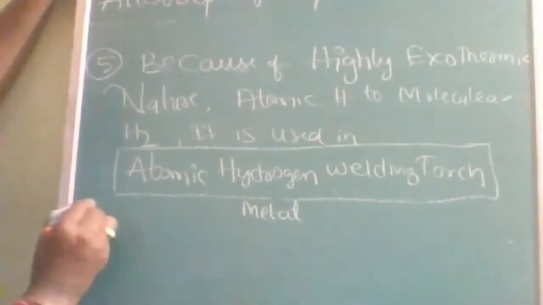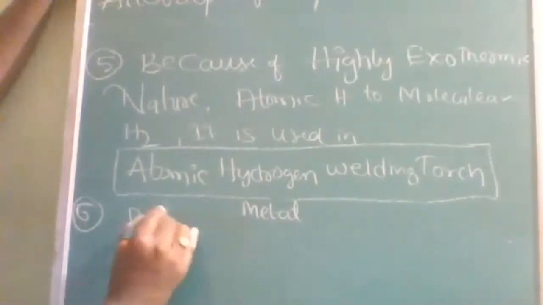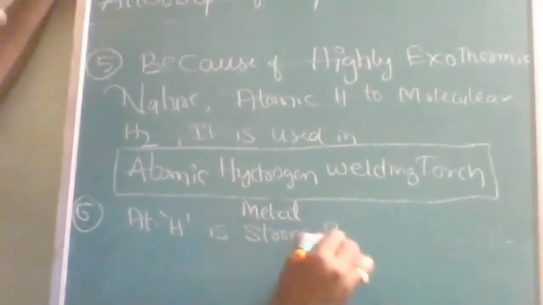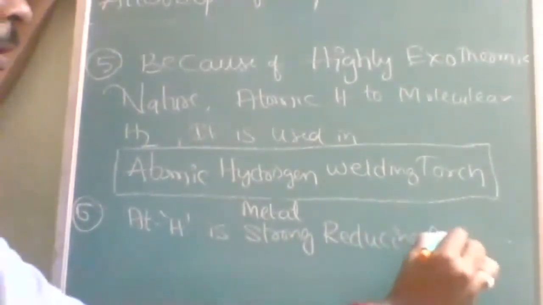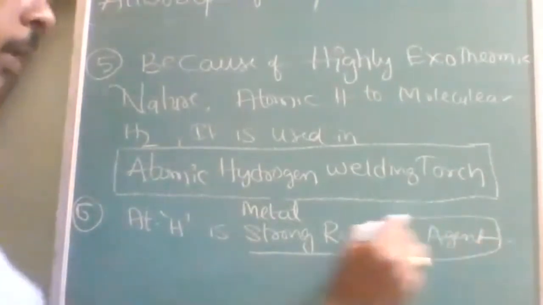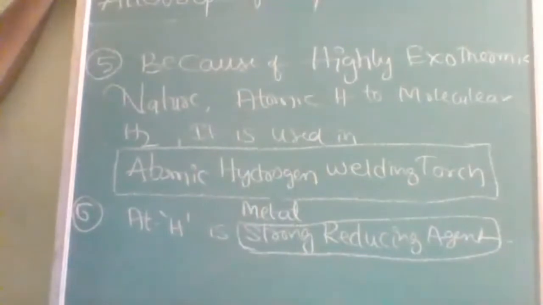And a very important point: atomic hydrogen is a strong reducing agent. Which agent? Reducing agent. Strong reducing agent. So note down these very, very important points. Why is it highly reactive? Highly reactive. Why? Because highly energetic. Why energetic? Because the bond energy of H2 is very much high. Note down these points.